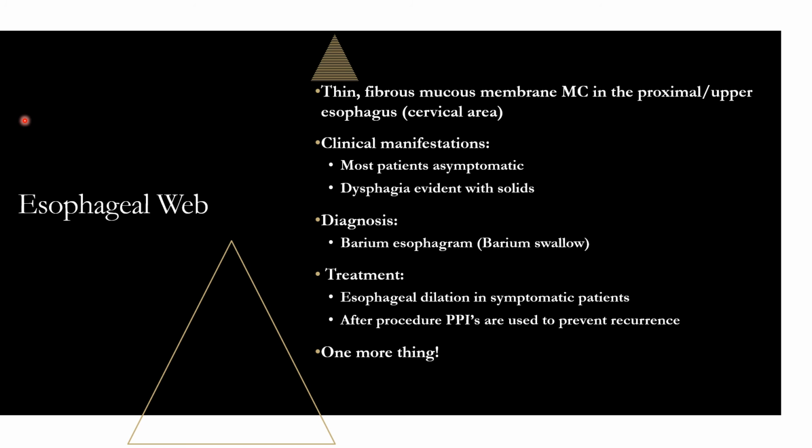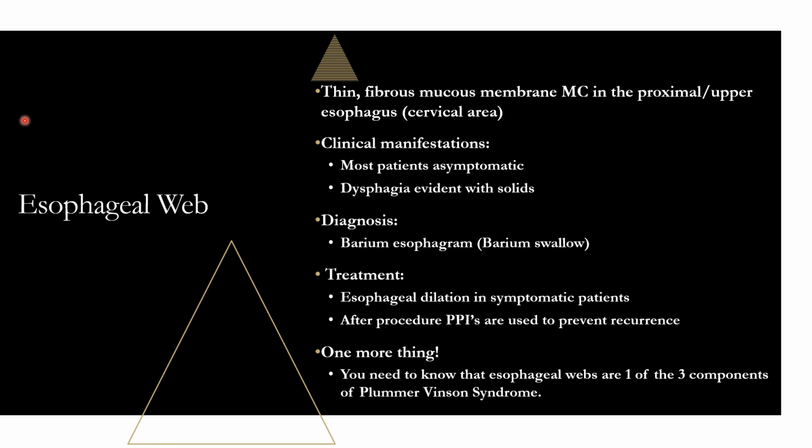So there is one more thing that's really important with esophageal web, and that is that esophageal web is one of the 3 components in something known as Plummer-Vinson syndrome. So Plummer-Vinson syndrome is when a patient has chronic iron deficiency anemia. It can lead to this dysphagia and esophageal webs. So that's one of those key things that you need to know, Plummer-Vinson syndrome.